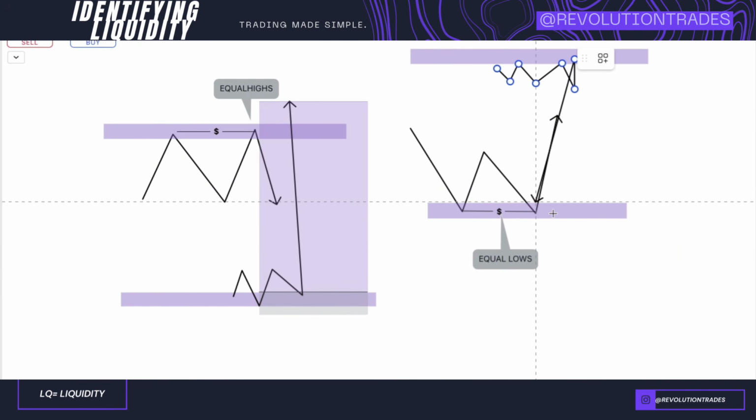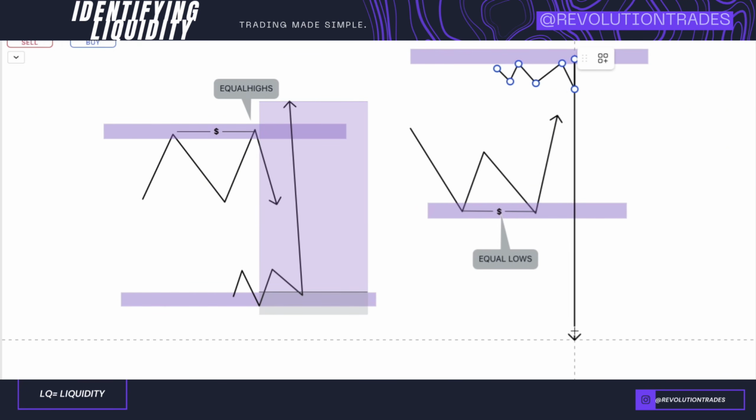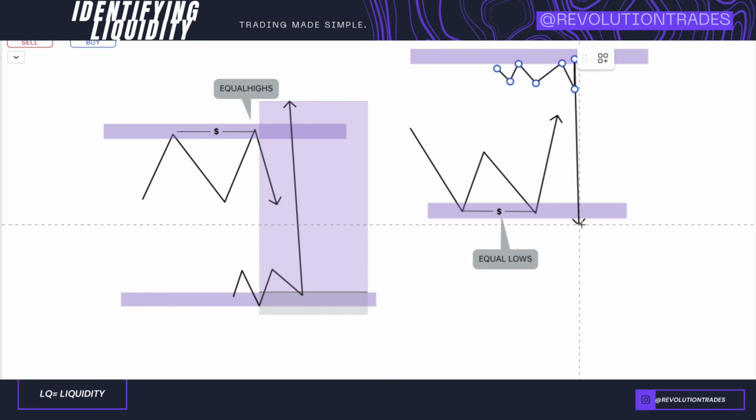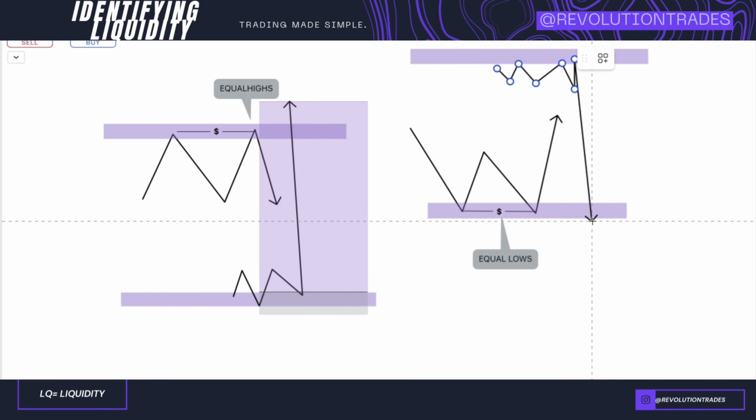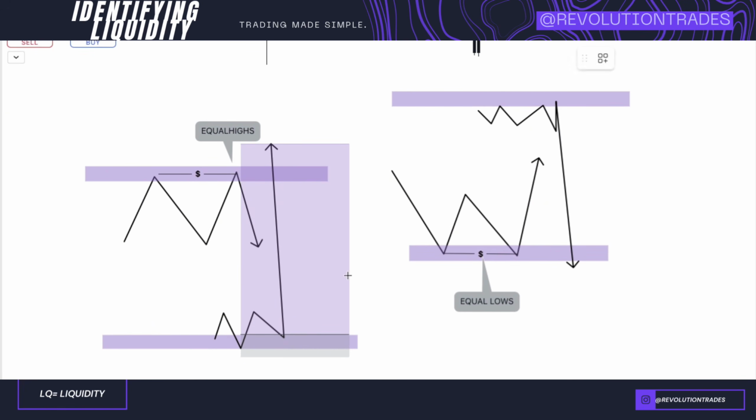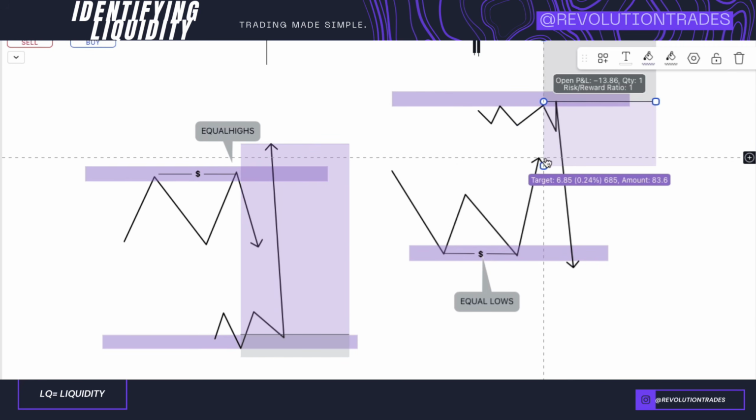Sometimes price might just continue selling down, but if you know it's going to be taking these lows out, your take profit is literally going to be right here. I don't want to tell you guys that this is going to happen every single time, but you're going to notice that this actually happens pretty often. So you can have it slightly here, and then we're going to have it like this.